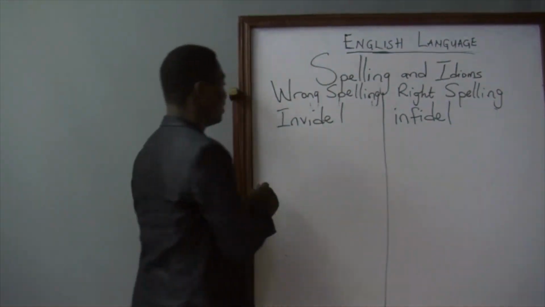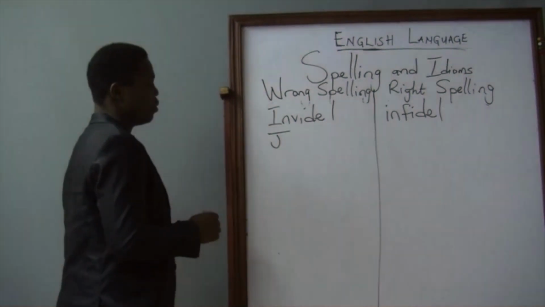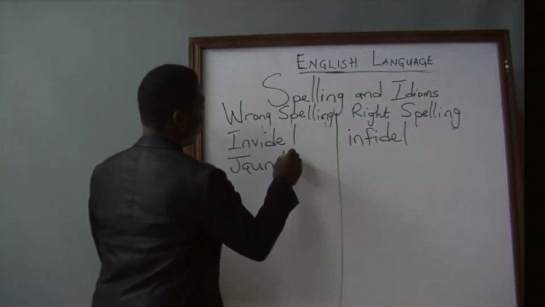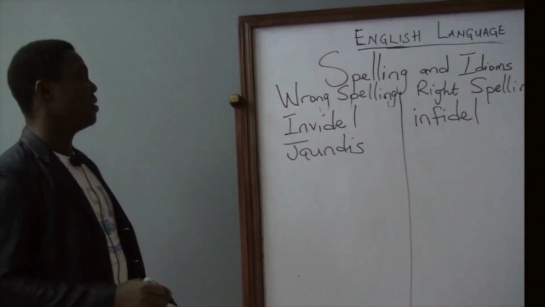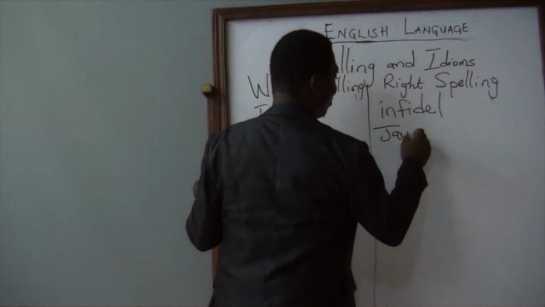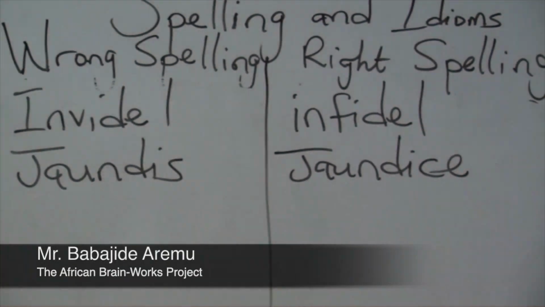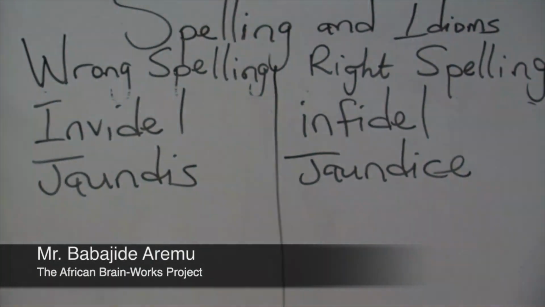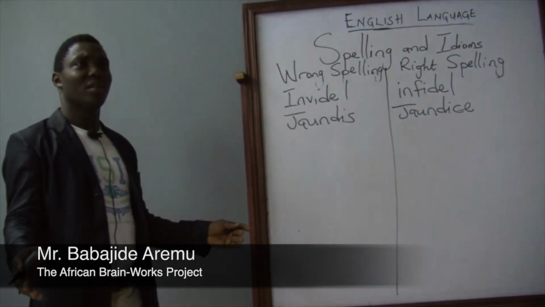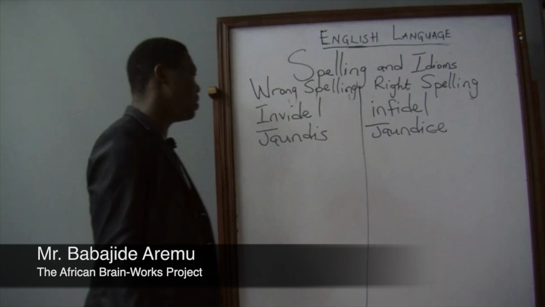Now let us take letter J, and we will take the word jaundice. This is a very wrong way of spelling jaundice. It should be spelled J-A-U-N-D-I-C-E. Jaundice can be a disease. Jaundice can mean a way of looking at things, when you look at issues in a haze-like manner, in a hazy way. That is the meaning of jaundice.